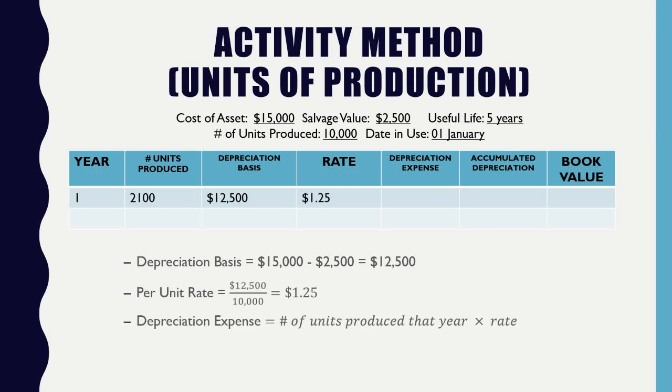$1.25 per unit. Okay? So in this case, let's go ahead and solve what my depreciation expense is going to be, which is the total number of units produced that year times the per unit rate. So in this case, that year I produced 2,100 units. And if it's going to cost me $1.25 per unit, what is going to be my depreciation expense?